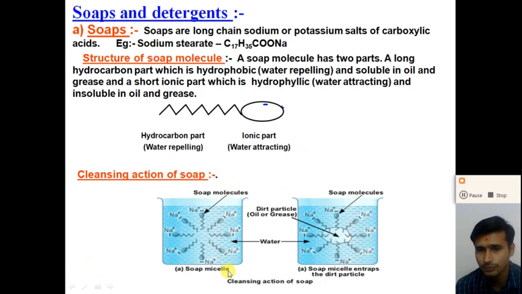When we add soap molecules to water, they have two types of parts: the long chain hydrocarbon part and the short ionic part which contains the Na plus ion, right? So when the soap molecules are immersed in the water, the soap micelles entrap the dirt particles. The long chain hydrocarbon parts are connected with the dirt particles, oil or grease particles, right? The long chain hydrocarbon part is connected to the dust particles, right?